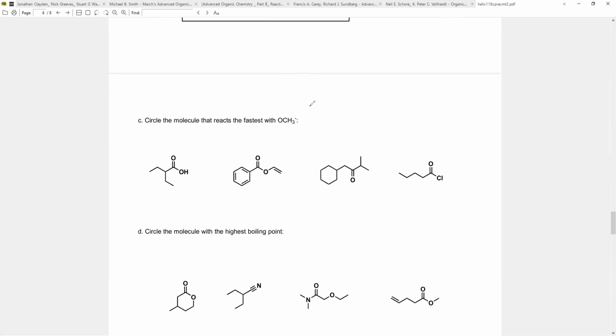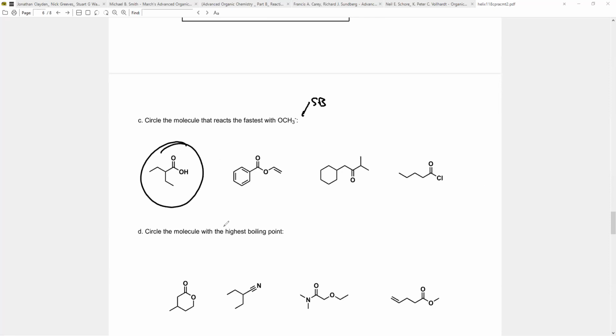All right, circle the molecule that reacts the fastest with OCH3 minus. How many of you just did this instantly, right? Raise your hand. Just be honest. I imagine a lot of you did that almost instantly, which is fine. That makes sense that there is a nucleophile and you thought the acyl chloride reacts the fastest. Just remember that this is a strong base nucleophile, right? Strong base is like protons first and foremost.